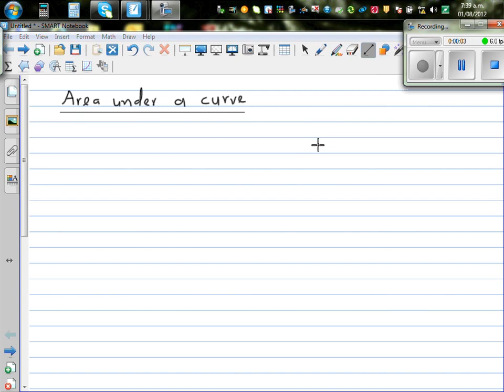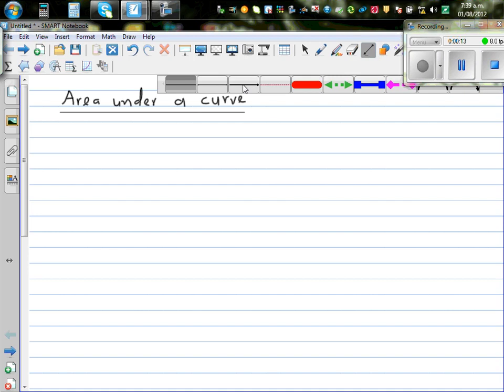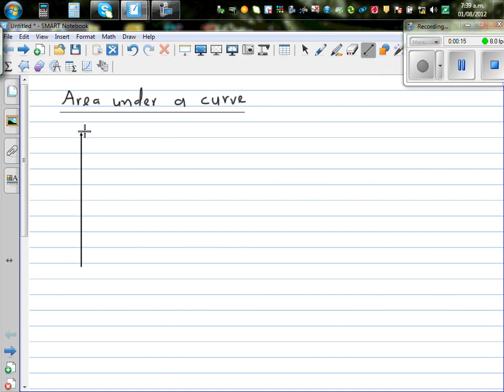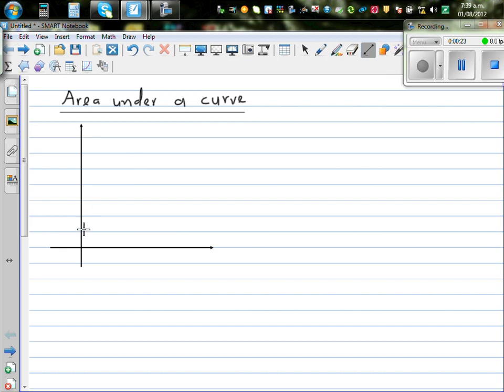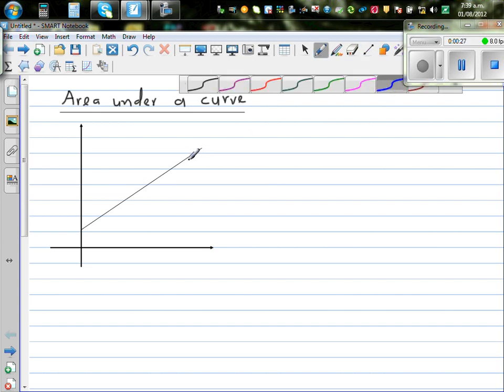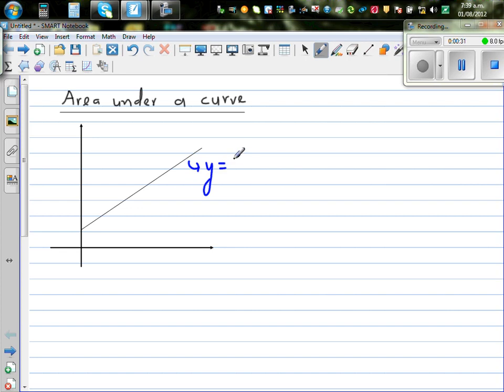I'm going to talk about area under a curve, and we're going to use integration later on to find area under a curve. Okay, so let us take a very simple example, something that you already know. Suppose, let me draw a graph. A simple graph of y is equal to 2x plus 1. Say this is your graph of y is equal to 2x plus 1. Okay, so this is your line, straight line, y is equal to 2x plus 1.